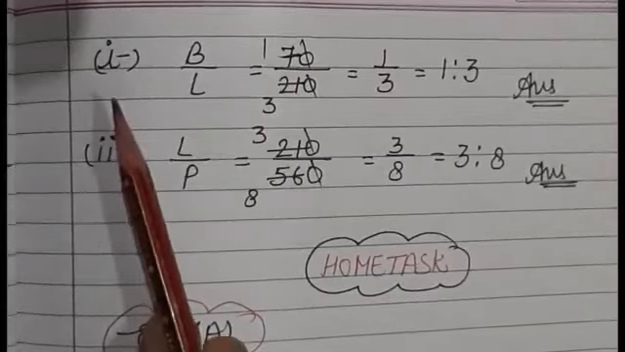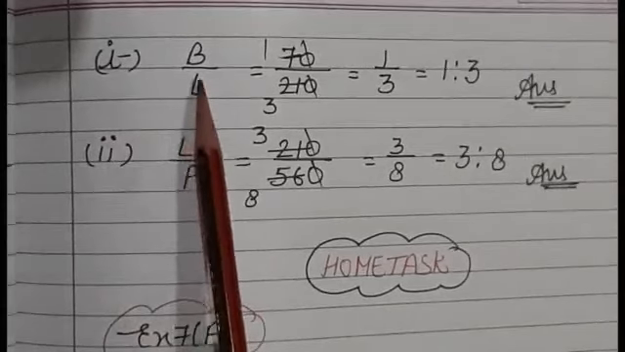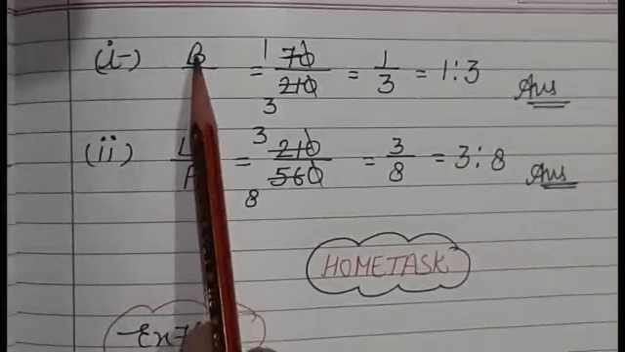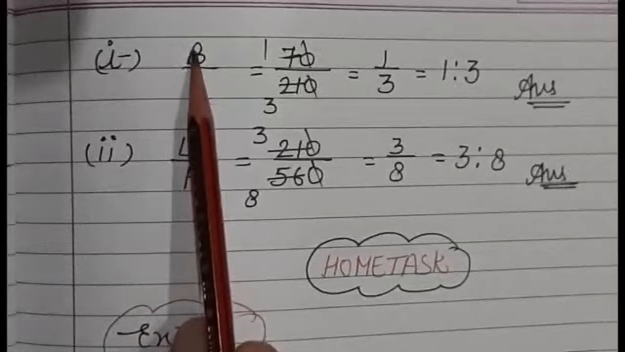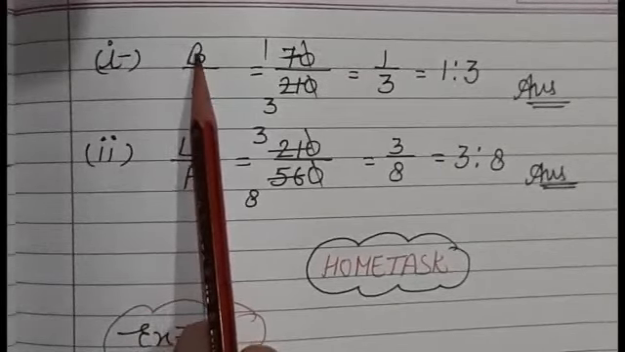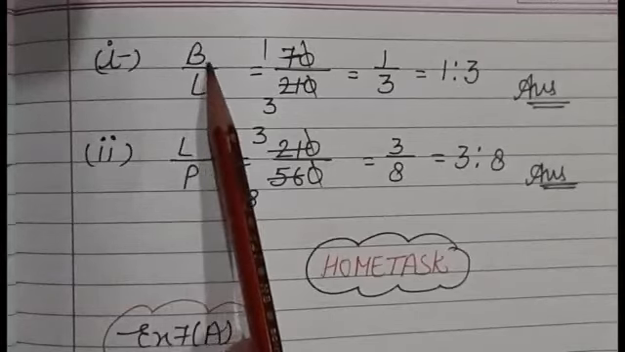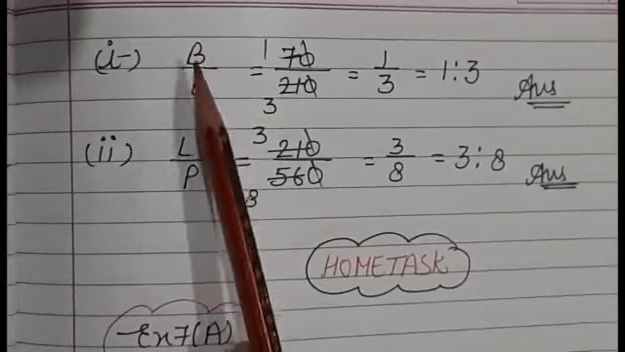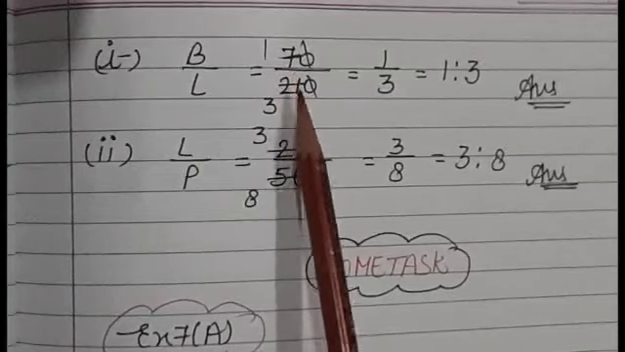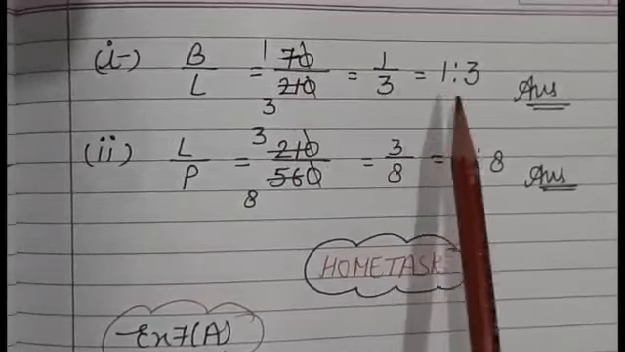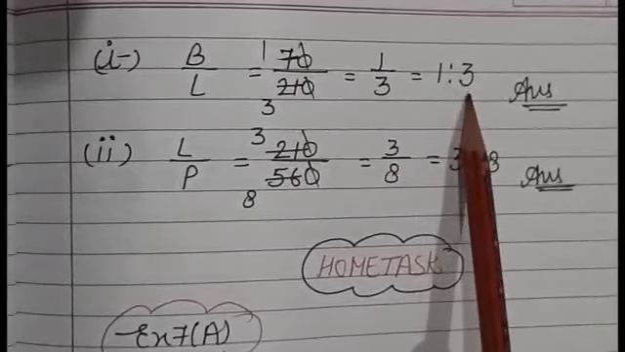Now in first part we have to find the ratio of its breadth to its length. First quantity they are asking for is breadth. So breadth is always in numerator, right? This you always keep in your mind that which quantity they are asking first is always numerator, right? So breadth upon length is 70 by 210. When we will simplify, 1 by 3 will come, that is 1:3.